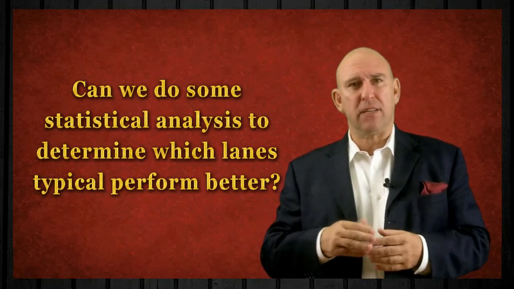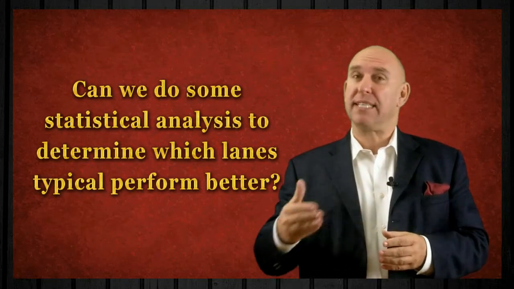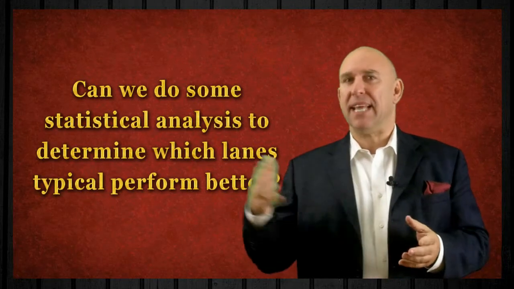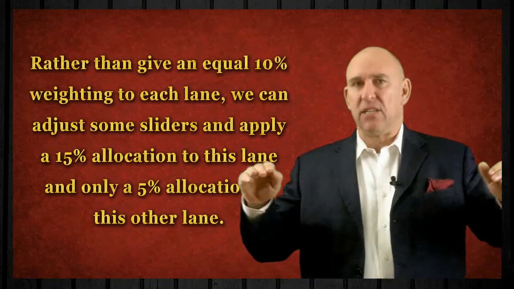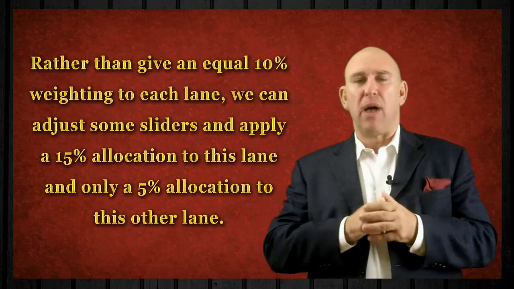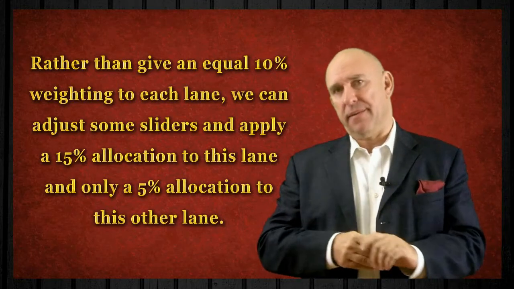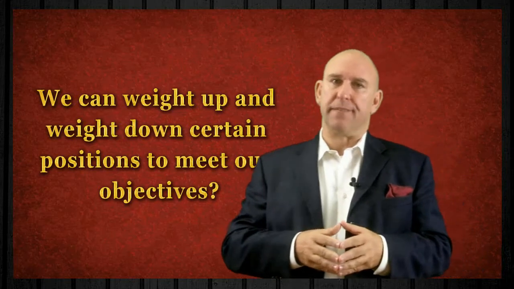When talking about driving, to some, it will mean a faster average speed. To others, it'll mean more consistency. And yet again, to others that are safety first, it would mean less accidents. With this information, if we can build the 11th lane any way we want it to be, perhaps rather than give an equal 10% weighting to each lane, we can adjust some sliders and apply perhaps a 15% weighting to this lane and only a 5% weighting to the other lane. In other words, now that we have lots of lanes or investment choices, we can weight up and weight down certain positions to meet our objectives.